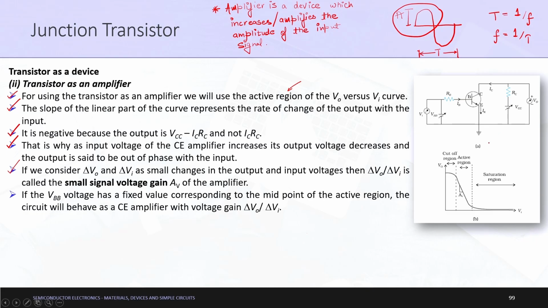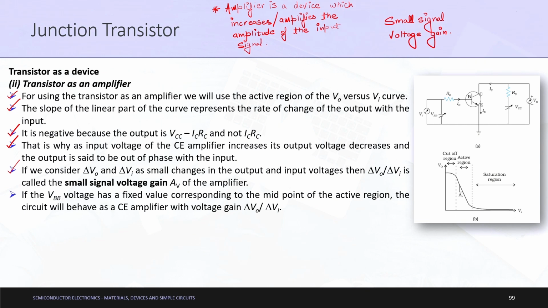I will just write it here also. Small signal voltage gain, which is denoted by AV. AV is nothing but equal to, please remember, delta V output upon input, it is always output upon input. Okay. Fine. That thing being said, now let us understand the next line.